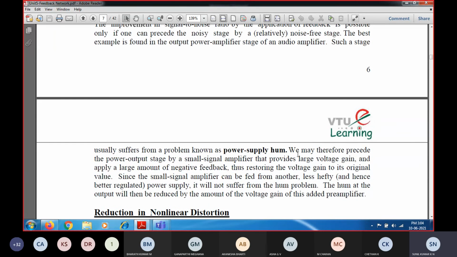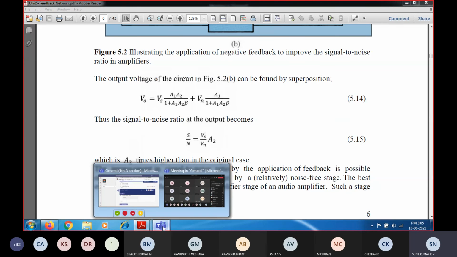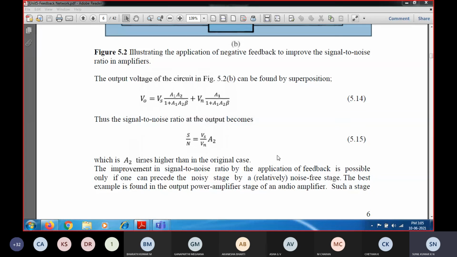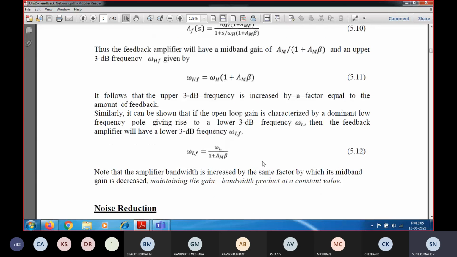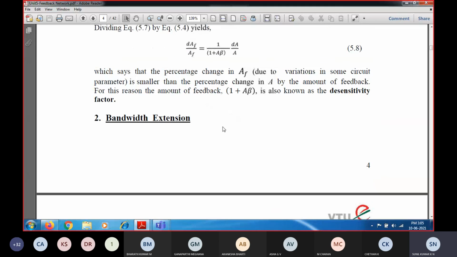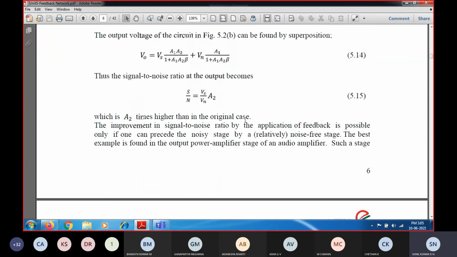That is a common example that you can see: the removal of power supply hum, that is, removing the noise signal. Okay, with this, I'll just finish up today's class. These are two important properties which you studied. One is the noise reduction, another is the extension of the bandwidth. These two are very important properties. Among the four properties, they may ask in the exam to demonstrate them.